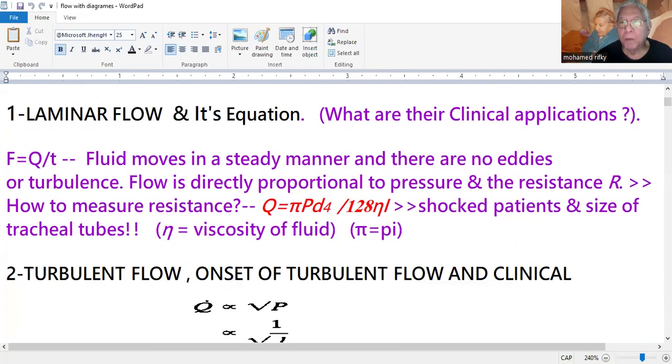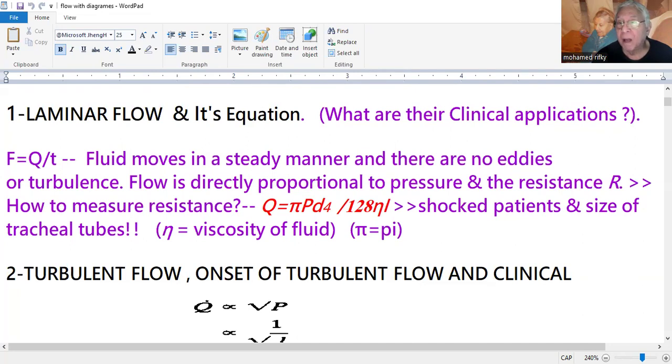Today we'll discuss flow. The most important question which you may face during the oral examination is to give a hint about the laminar flow and the clinical application of it. Now we can see from the figure the Hagen-Poiseuille equation, which equals pi times the pressure difference and the diameter to the power of 4 over 128 eta and the length.